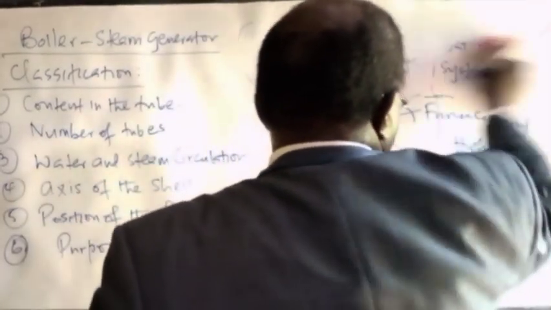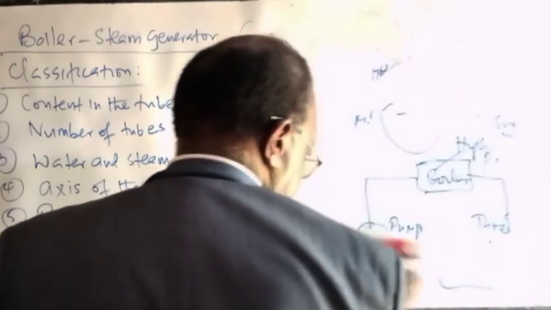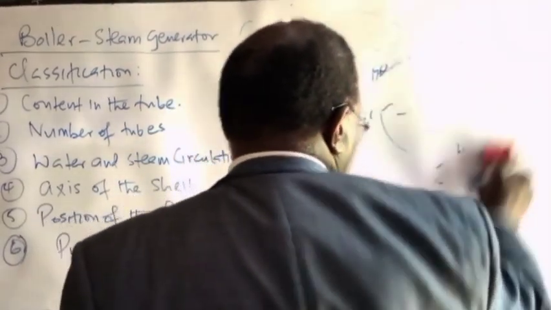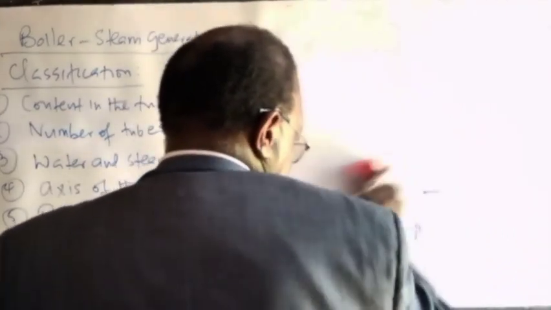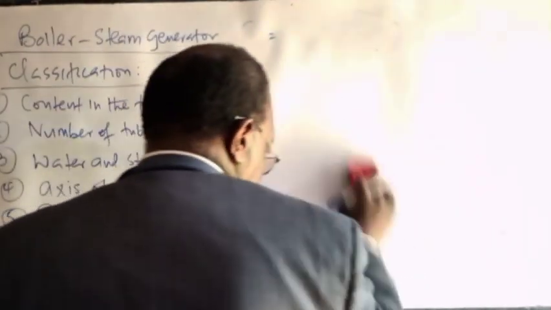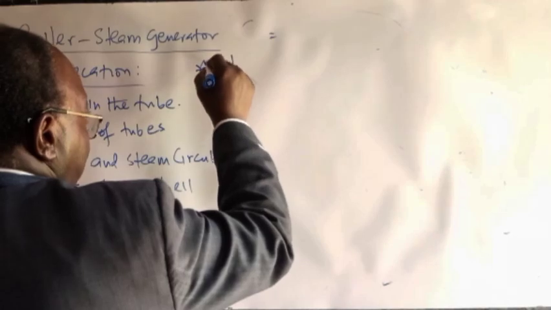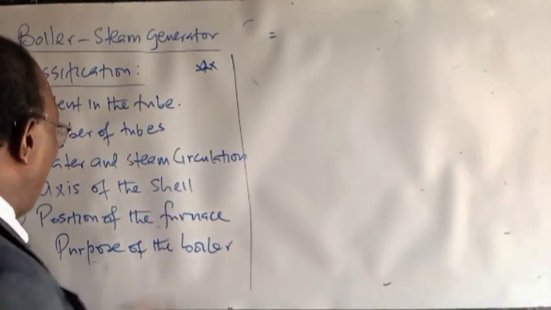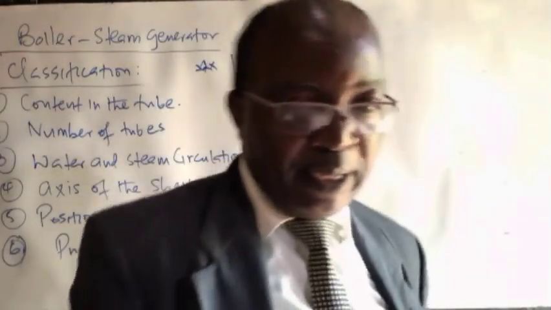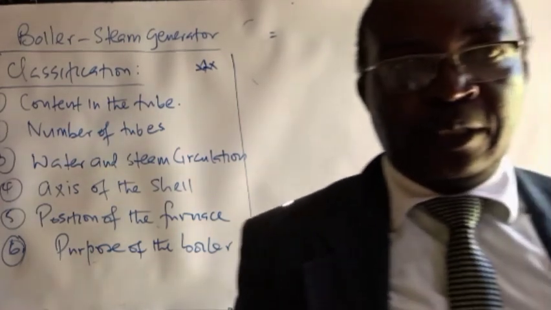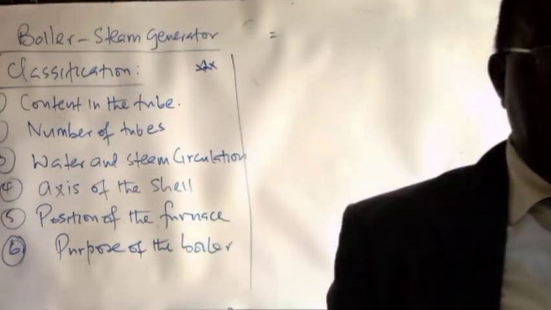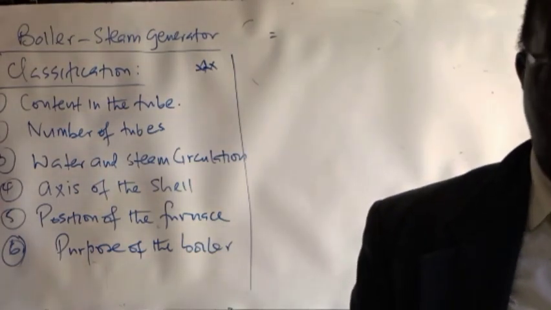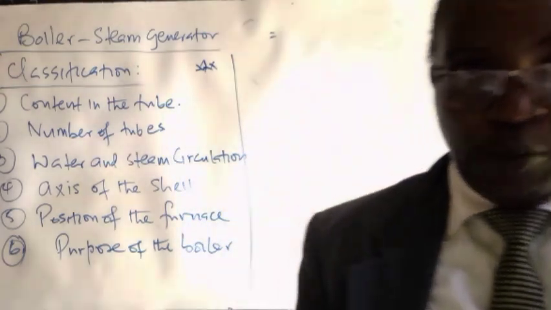So, let us keep our classification indicators by our side so that you don't lose them, so that you're able to see them in your mind. Let's leave them intact. So, we have talked of content in the tube. There are two types. There is fire tube boiler and there's water tube boiler. So there's the fire tube boiler.